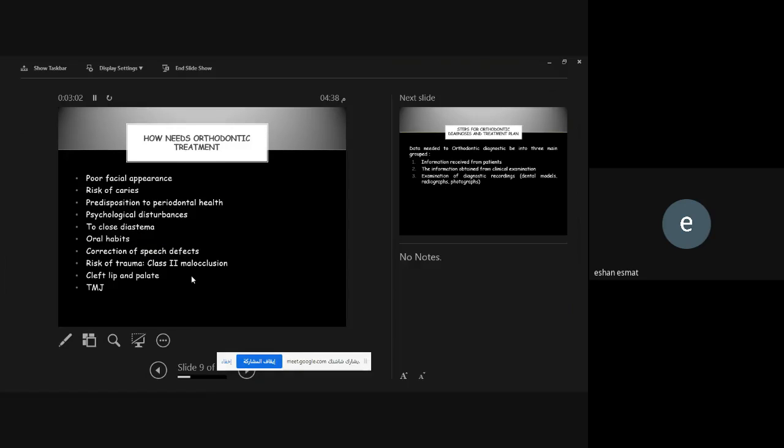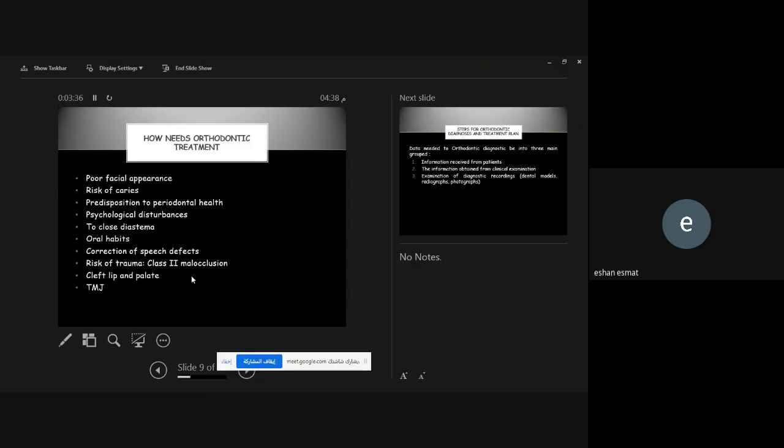Who needs orthodontic treatment? A patient who has a poor facial appearance, or a risk of caries. Crowding leads to caries because they can't brush their teeth. Also, it leads to periodontal problems, because they can't use dental floss. Also, there is psychological disturbance because of their teeth. They can't smile, so they have a psychological problem from this.